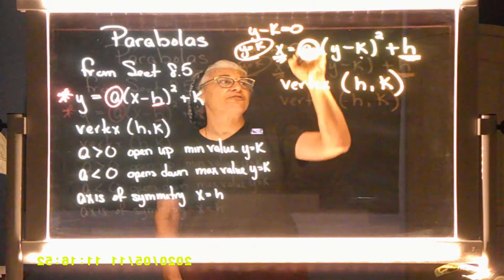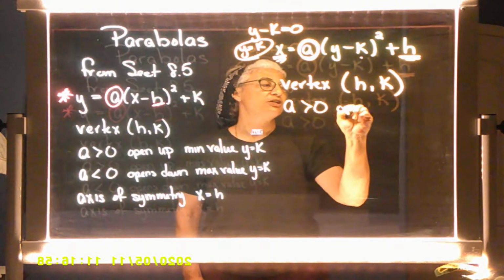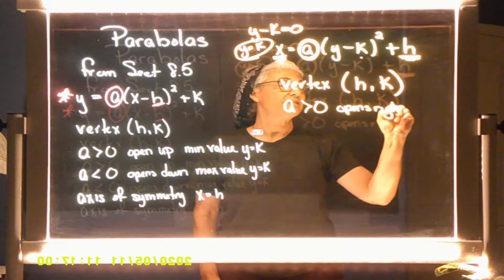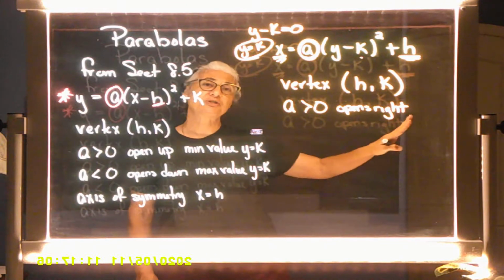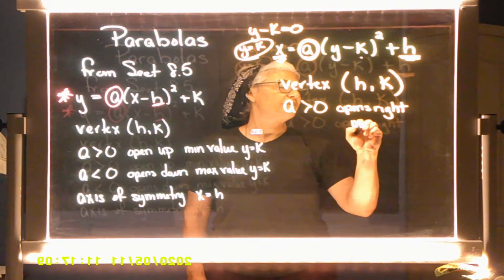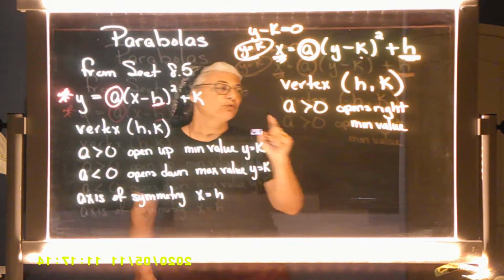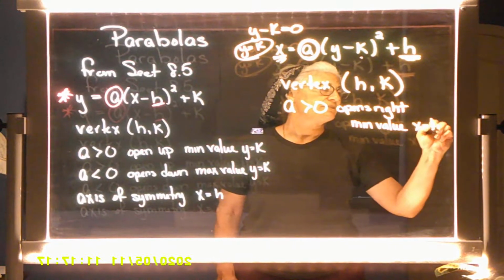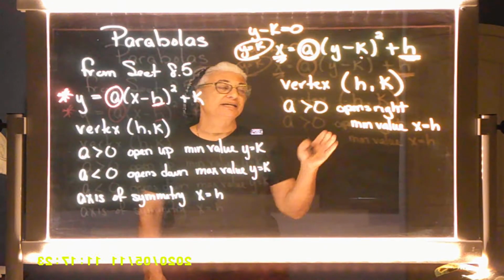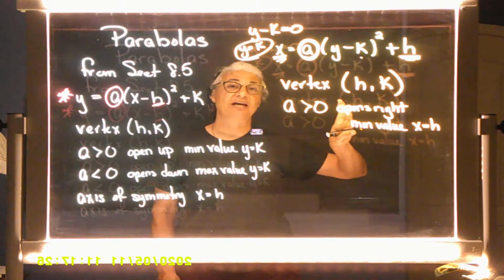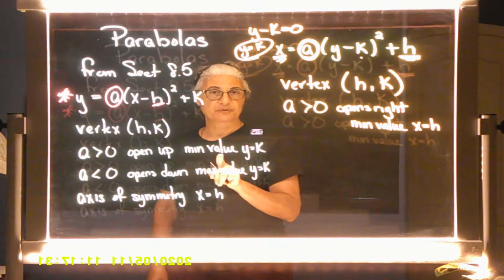If this number in front happens to be a positive number, then that means it opens to the right, because the right is where all the positive numbers are. Agreed? And if it opens to the right, then I'm going to identify a minimum value, and the minimum value in this case will be an x equals. So x equals h. Because the y's are not minimum anymore. It's the x's that are minimum because it's either going left or it's going right. Are you with me? Just like this one. This one went up or this one went down.